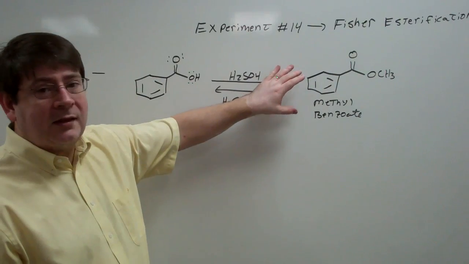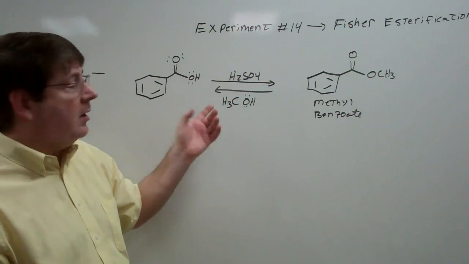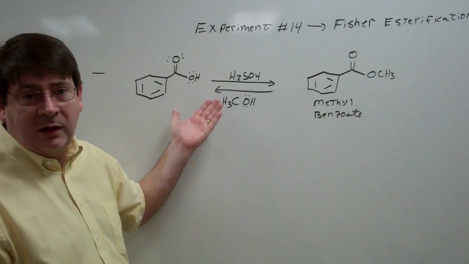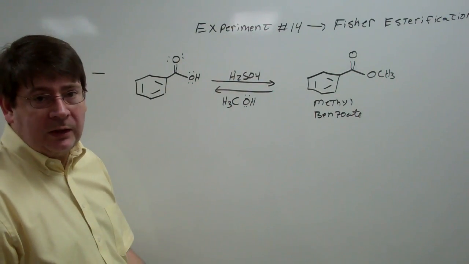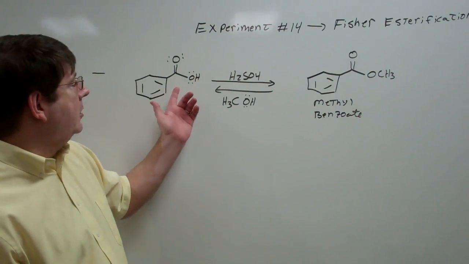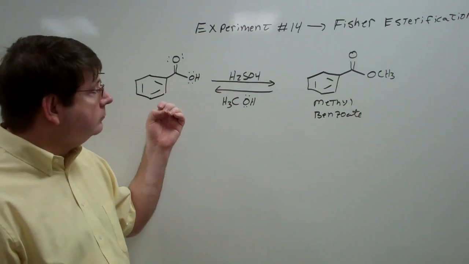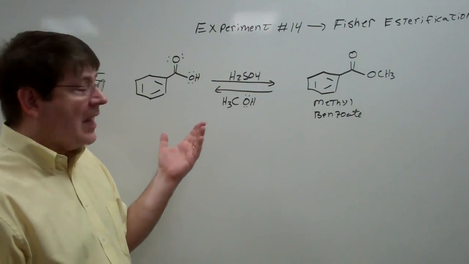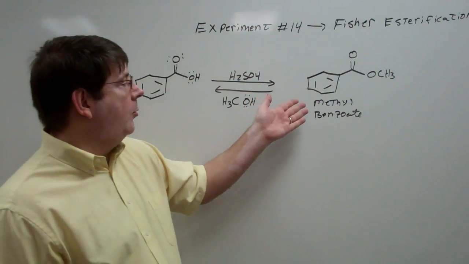Now I should point out that the snapdragon flower does not actually synthesize methyl benzoate this way, because obviously sulfuric acid is not something that a living organism would want to have in this case, like a flower, and so it would be quite toxic to it. However, there is another mechanism that's given in your lab manual where the snapdragon flower uses a molecule known as SAM, or S-adenosylmethionine, to actually make methyl benzoate.